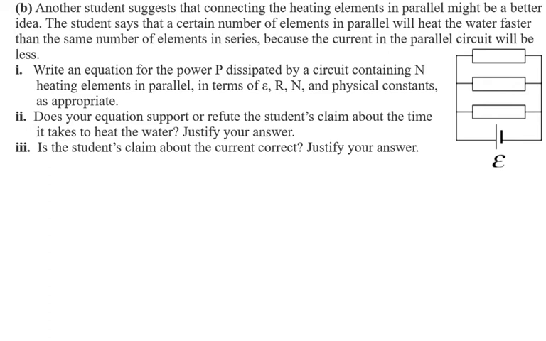So for this question, another student suggests that connecting the heating elements in parallel might be a better idea. The student says that a certain number of elements in parallel will heat the water faster than the same number of elements in series, because the current in the parallel circuit will be less. Write an equation for the power P dissipated by the circuit containing n heating elements in parallel in terms of the EMF, R, and N, which is the number of the elements, and physical constants as appropriate.